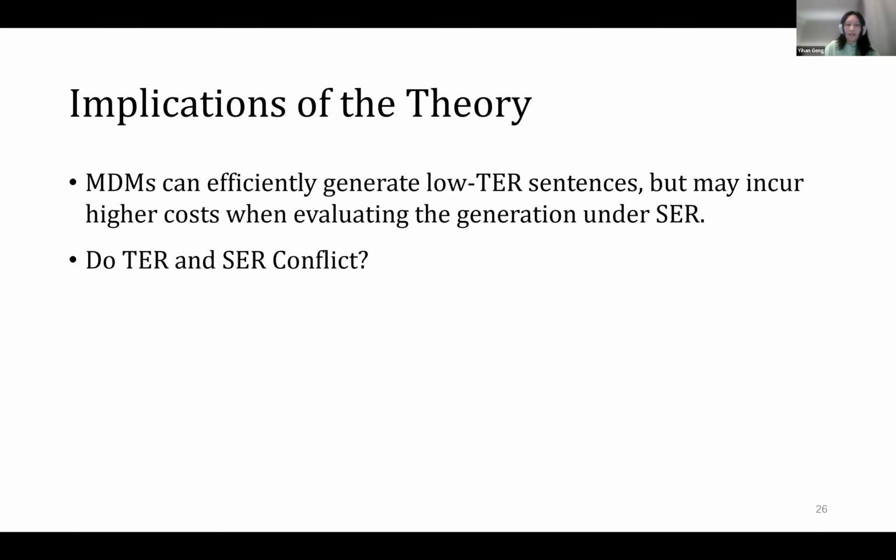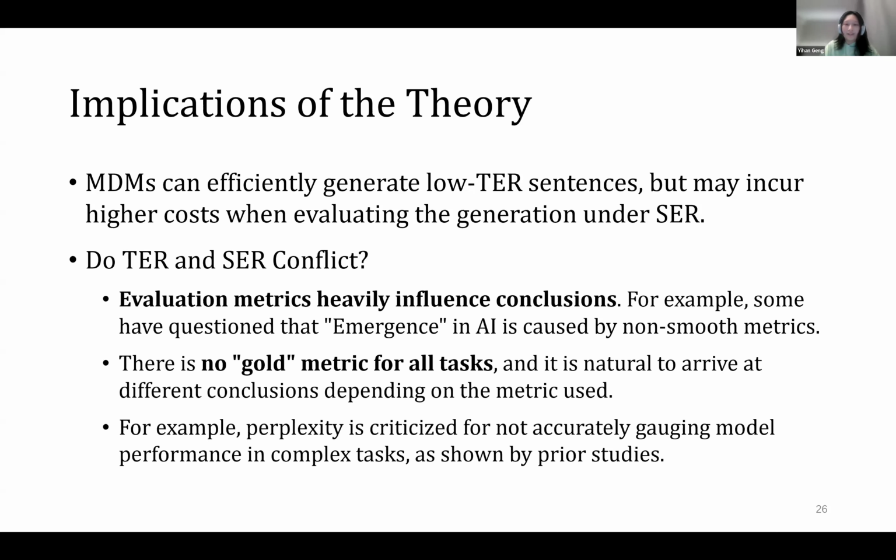So to conclude, the theoretical results before show that MDMs can generate low TER sentences and offer efficiency gains over autoregressive models, but might fall behind when evaluated under SCR. And this may seem a bit contradictory, so one would naturally ask: do TER and SCR conflict? Well, not exactly, but they can paint very different pictures of how well a model is doing. And this brings us to a broader and sometimes underrated point in machine learning, that the metrics we choose actually shape the story we end up telling, even with the same model and the same outputs.